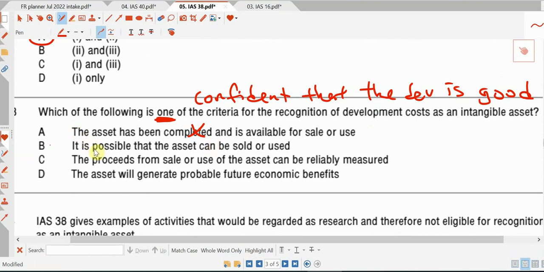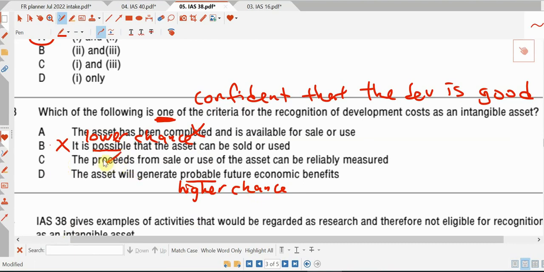Number 2, it is possible that the asset can be sold or used. Now, I find that this possible got another word, probable here. Many of us do not know how to differentiate this. From business perspective, possible is lower chance, while probable is higher chance. So lower chance means you don't have the confidence. The probable seems good. That's why I think some of you are choosing donkey. With probable future, it can be higher chance to get good things. You got the confidence there.